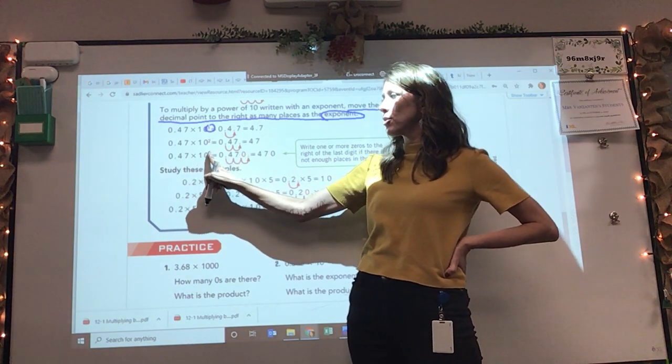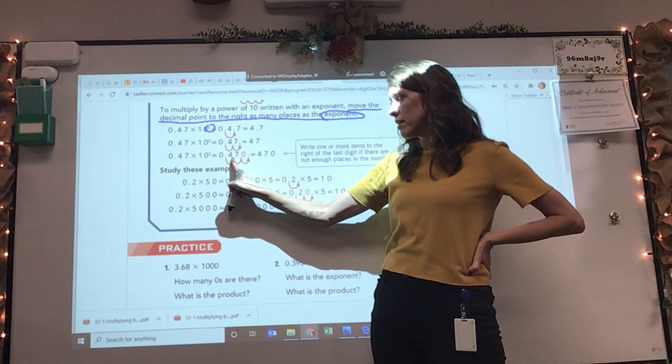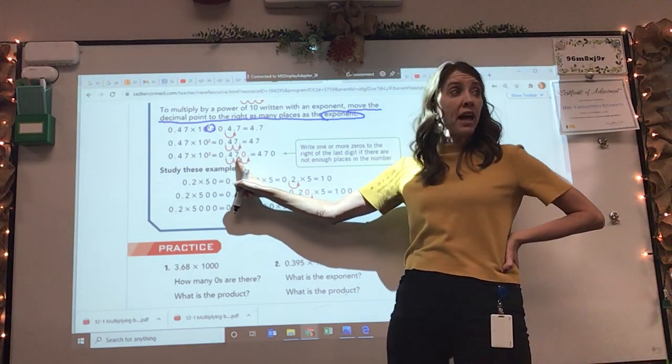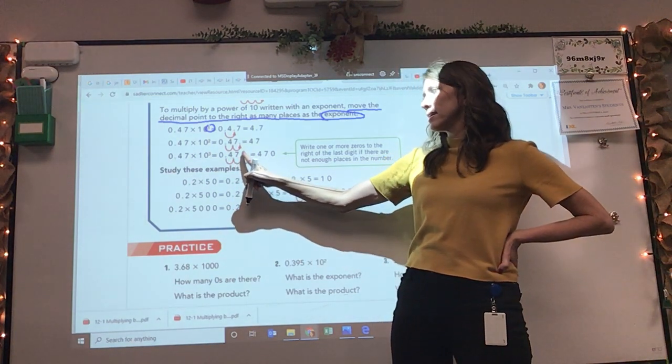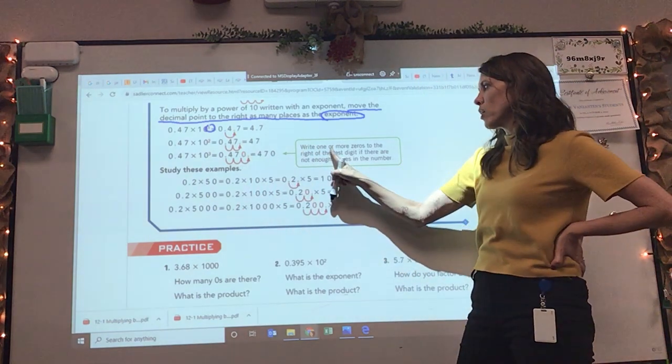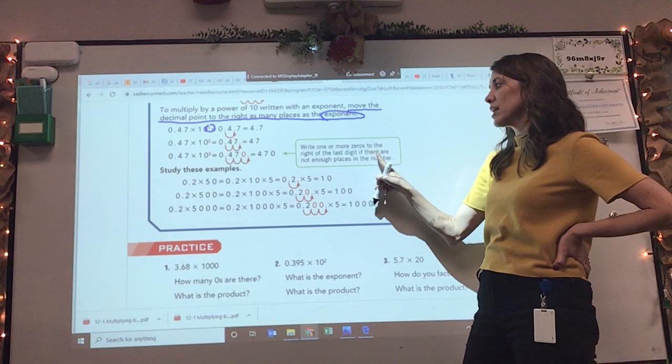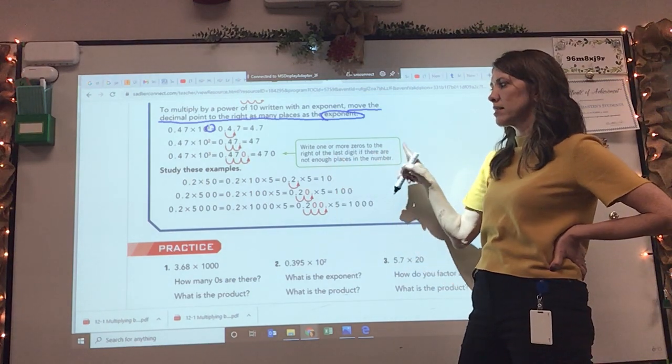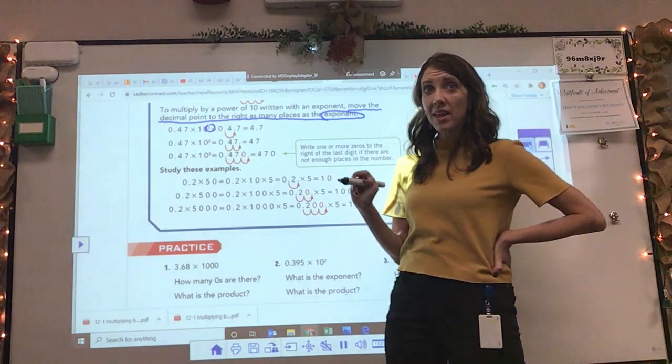Now look, here's what we were talking about. 47 hundredths times 10 to the third power, 1, 2. To go to that third spot, we need to add a 0. And then we've got 470. Write 1 or more zeros to the right of the last digit if there are not enough spaces in the number. Okay, you got that?